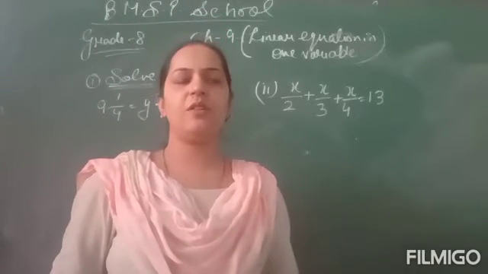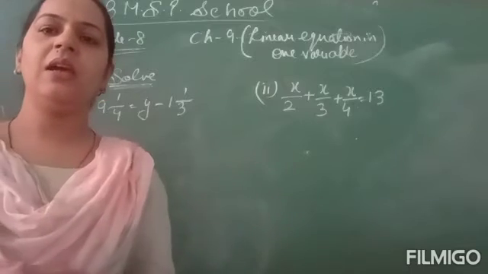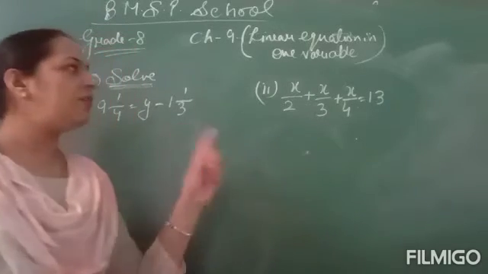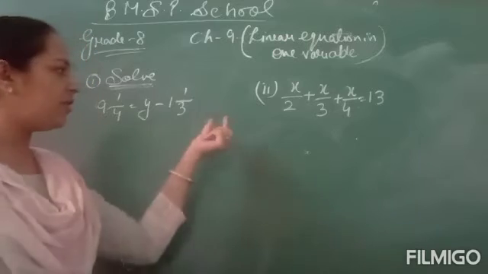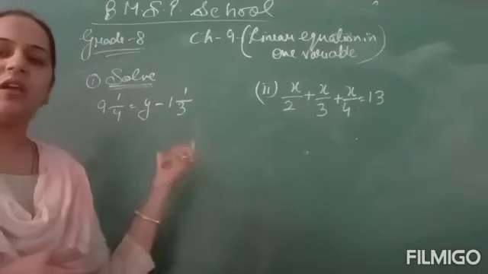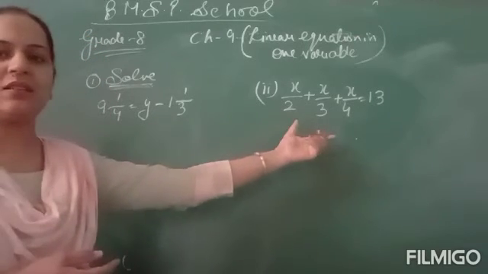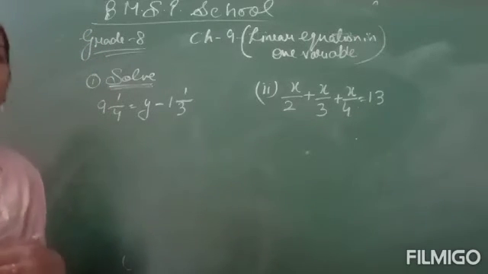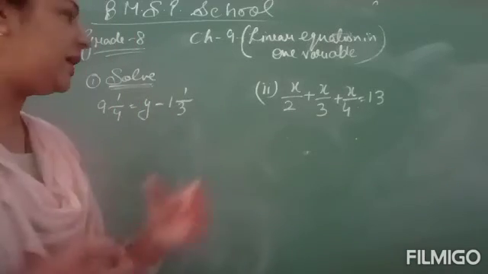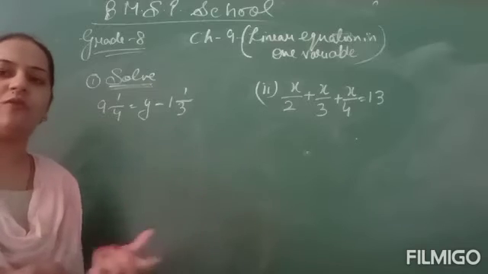Today we are here with a new topic, chapter number 9, which is related to linear equation in one variable. Linear equation means it has degree 1, and one variable means only one variable is there, like only y, or only x, not x, y or a, b, c. These types of statements are called linear equations in one variable. In this chapter we will learn how to solve this type of equation and how to find the value of the variable.